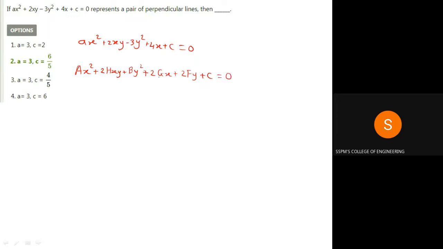Now we will compare these two equations and try to find all the values like a, h, b, g, f, and c. So what is a? Here a is equal to small a. Capital B is equal to minus 3. What is 2h? 2h is equal to 2x. That means h is equal to x.